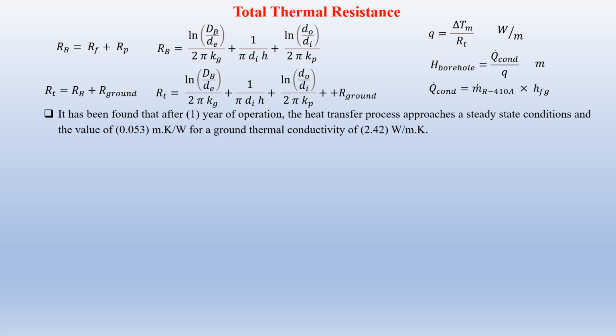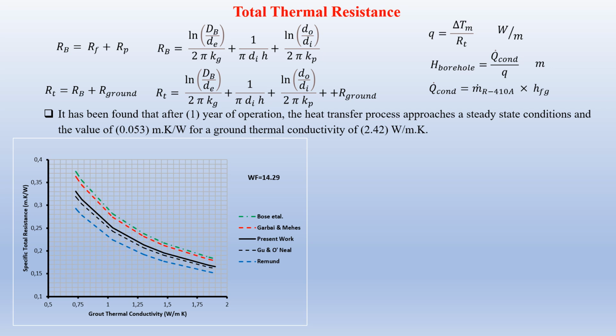And to get the depth, then we will evaluate the condenser load and divide that by the specific wattage, which is W divided by meter, and Q dot condensation equal to M dot times H sub Fg, which represents the latent heat of evaporation, and here is the same for the condensation of the fluid that flows inside the tube.